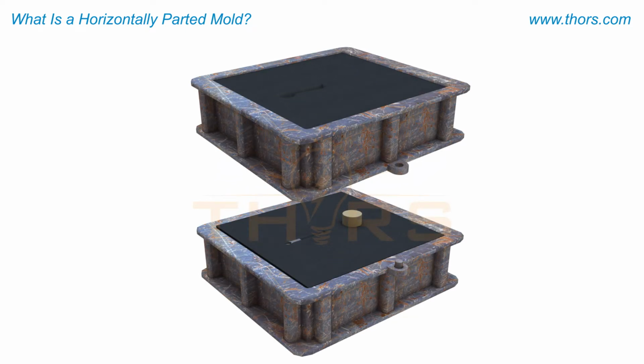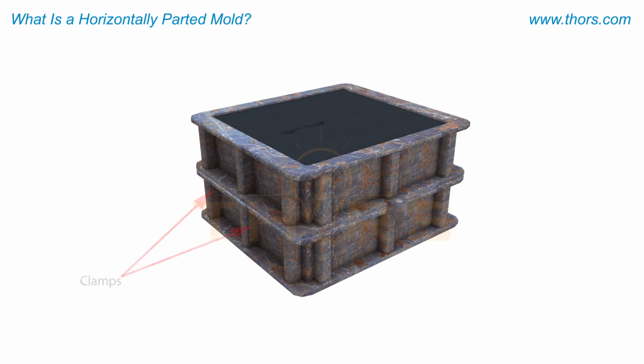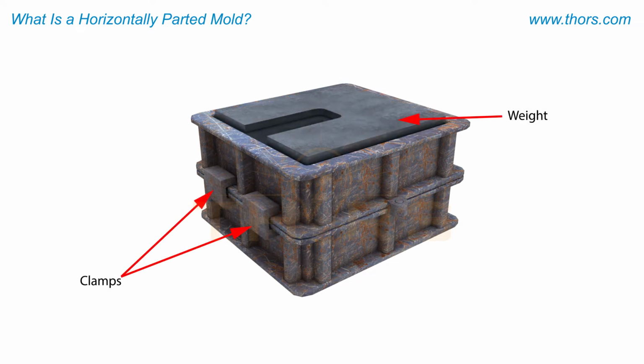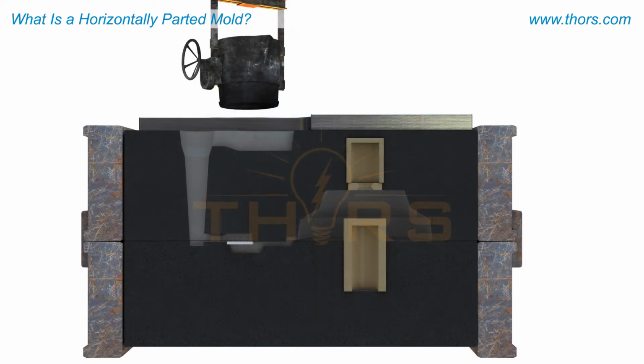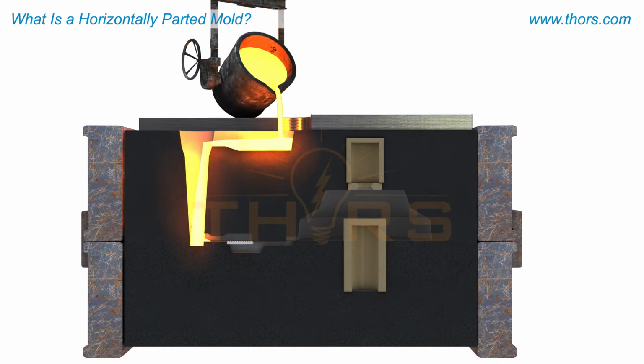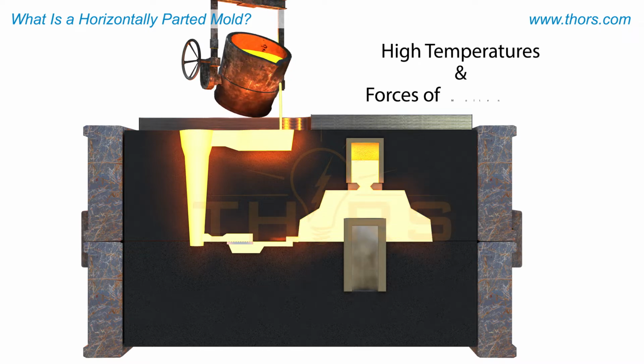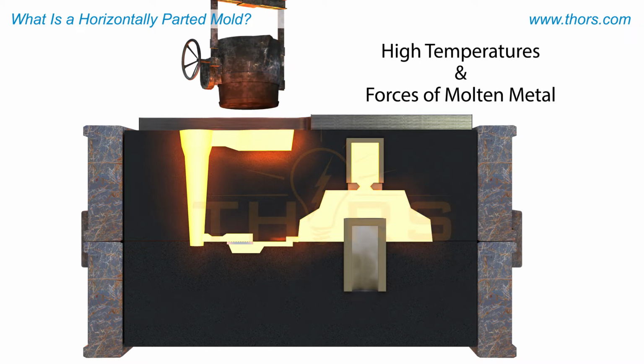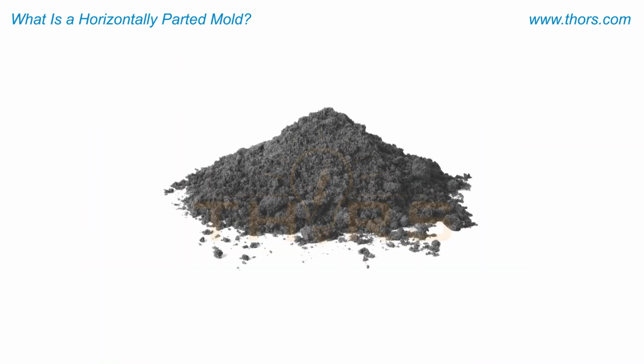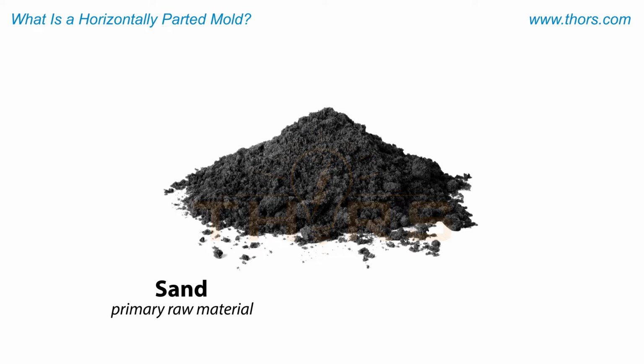When the two halves of the mold are closed, they are first clamped together and weighted down before they are filled with molten metal. For a mold to be effective, it needs to be strong enough to withstand the high temperatures of the molten metal and the forces of the molten metal flowing and solidifying through the mold. This strength is generated by combining sand, the primary raw material used in a sand mold, with a suitable binder and other additives.